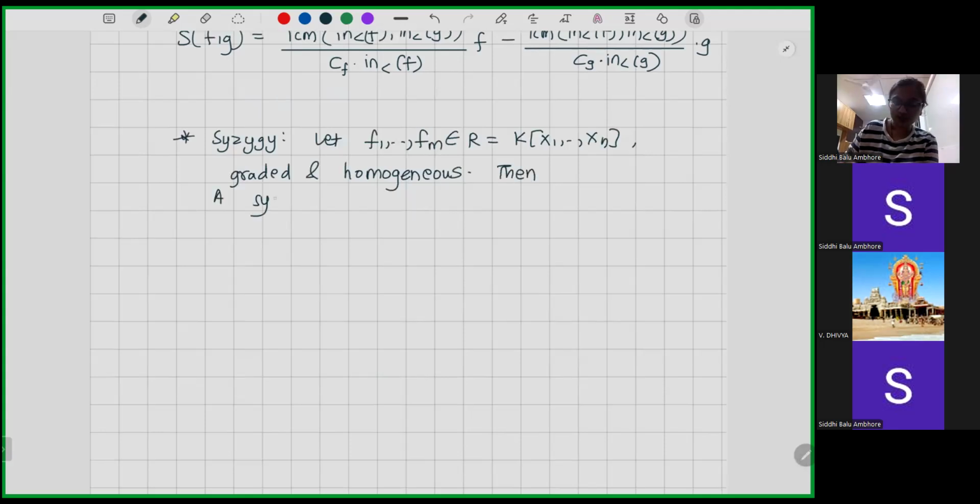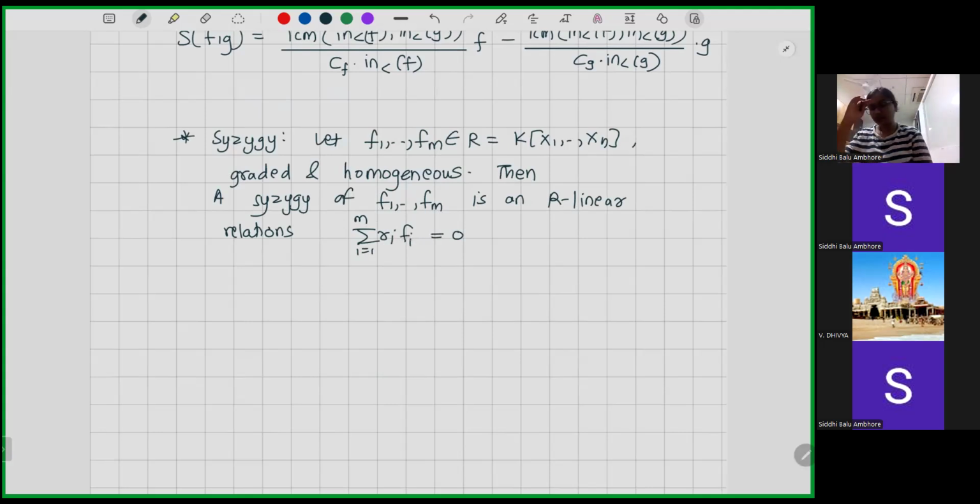Then a CGG of F1 to Fm is an R-linear relation such that the summation of Ri Fi, i from 1 to m, is 0, where the Ri are in R. So this is the definition of CGG. It is just a collection of all these R-linear combinations such that the summation Ri Fi becomes 0.